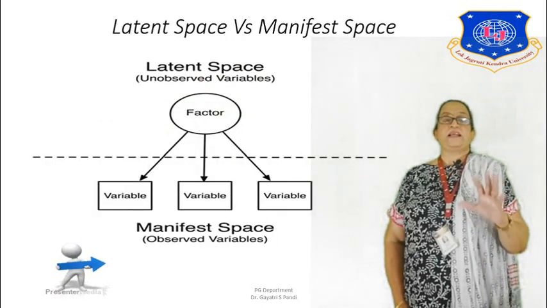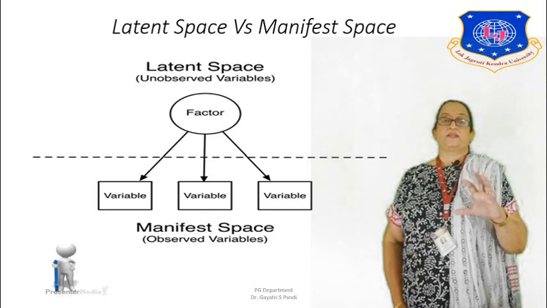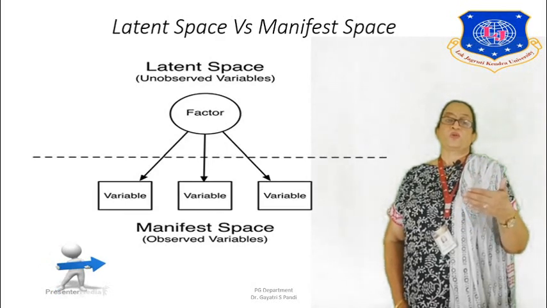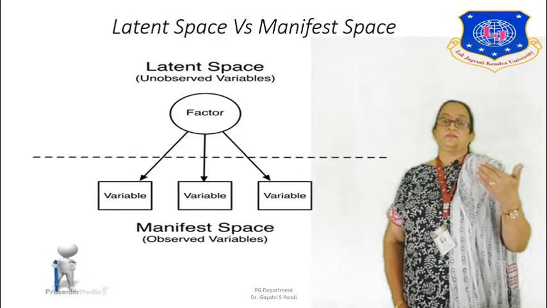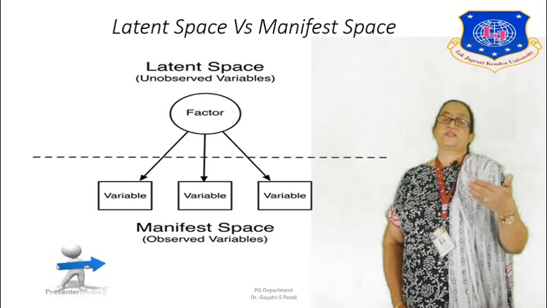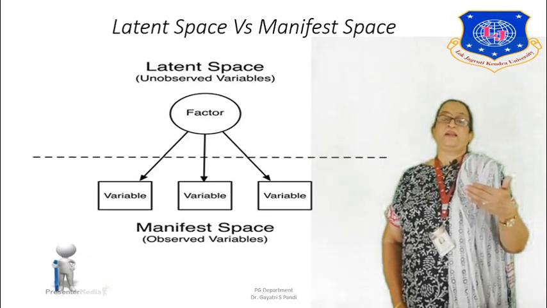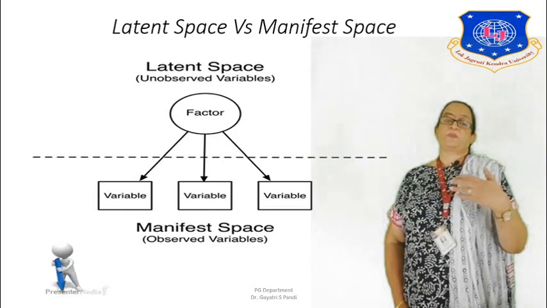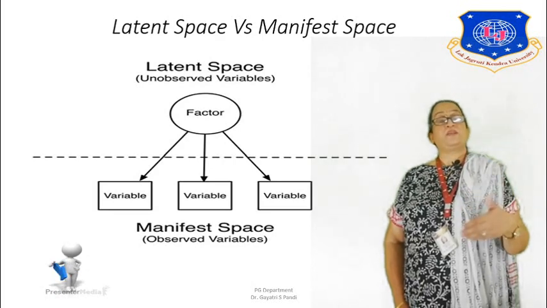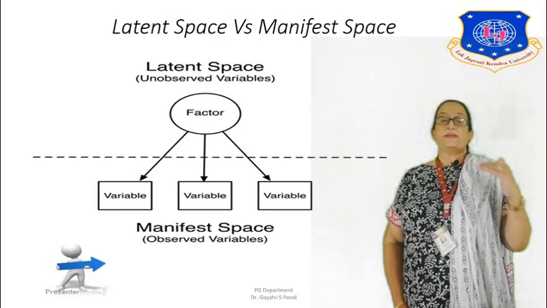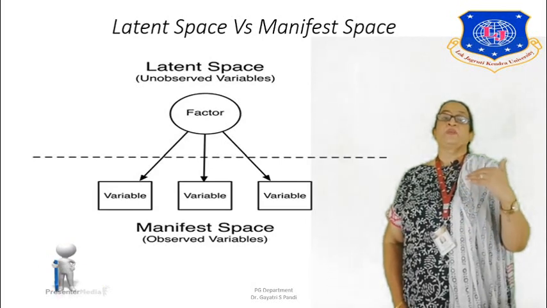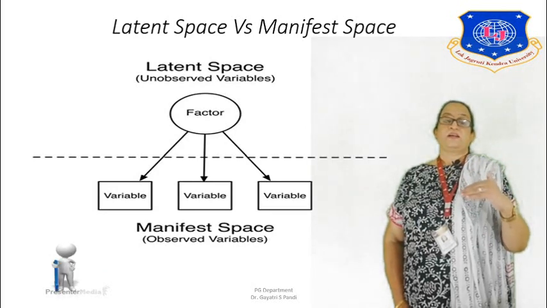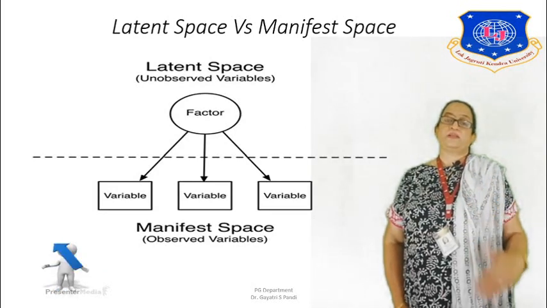So this is a diagram which represents the latent space versus the manifest space. On the upper side, you have the latent space, that is the unobserved variables, and there is one specific factor which is relating to the other variables, that is the manifest space, and these are the observed variables, right? There is a dotted line differentiating between the latent space, that is the unobserved variables, and the manifest space, that is the observed variables.